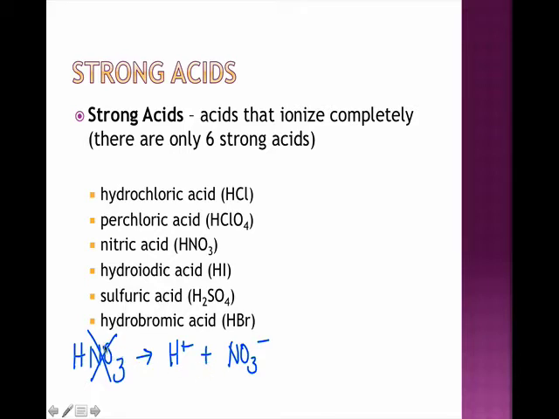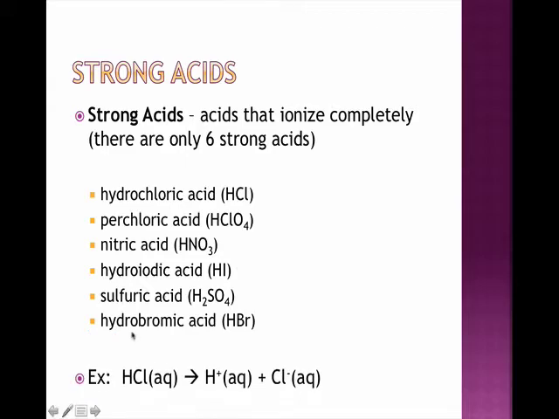We don't have any of this together anymore. It's all gone. And that's what's true for each of these strong acids. They all break up into the ions that make them up. And it's an acid because they produce H plus in solution. So these are your 6 strong acids. They're the only ones that ionize completely. And there's another example with hydrochloric acid.